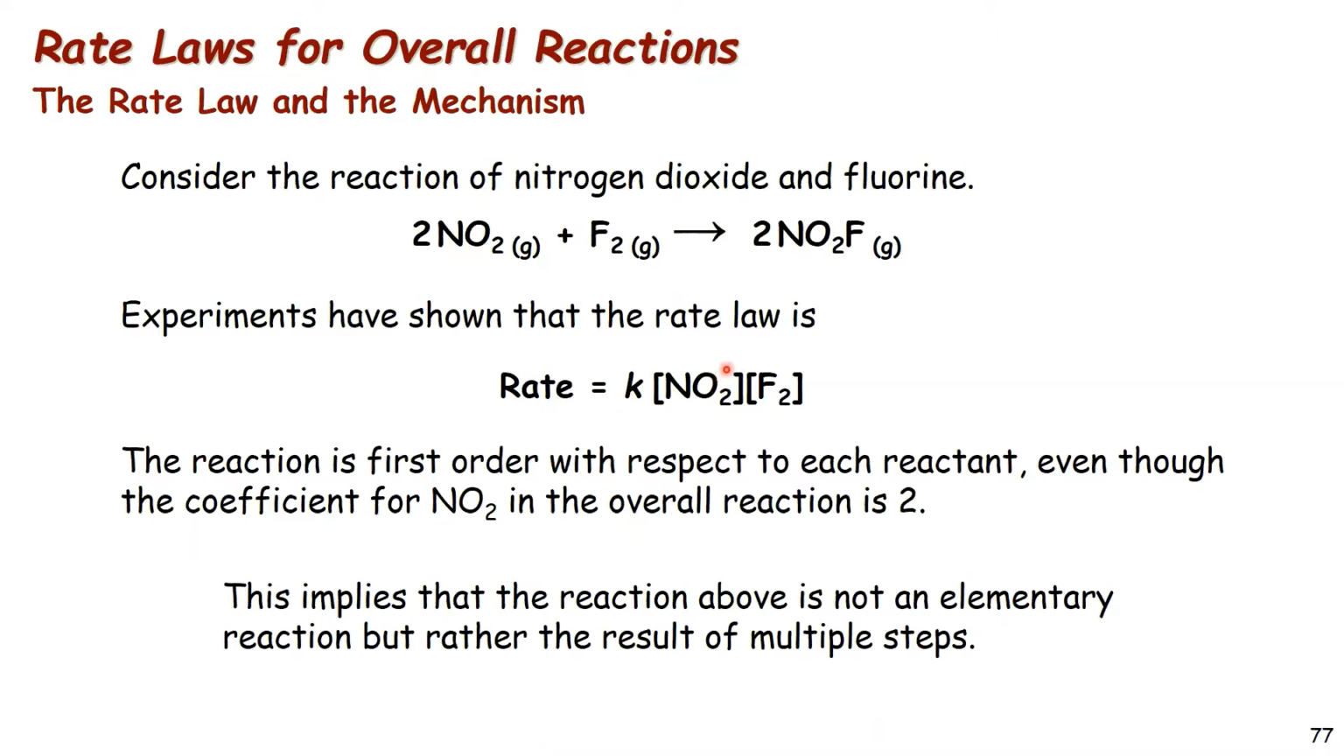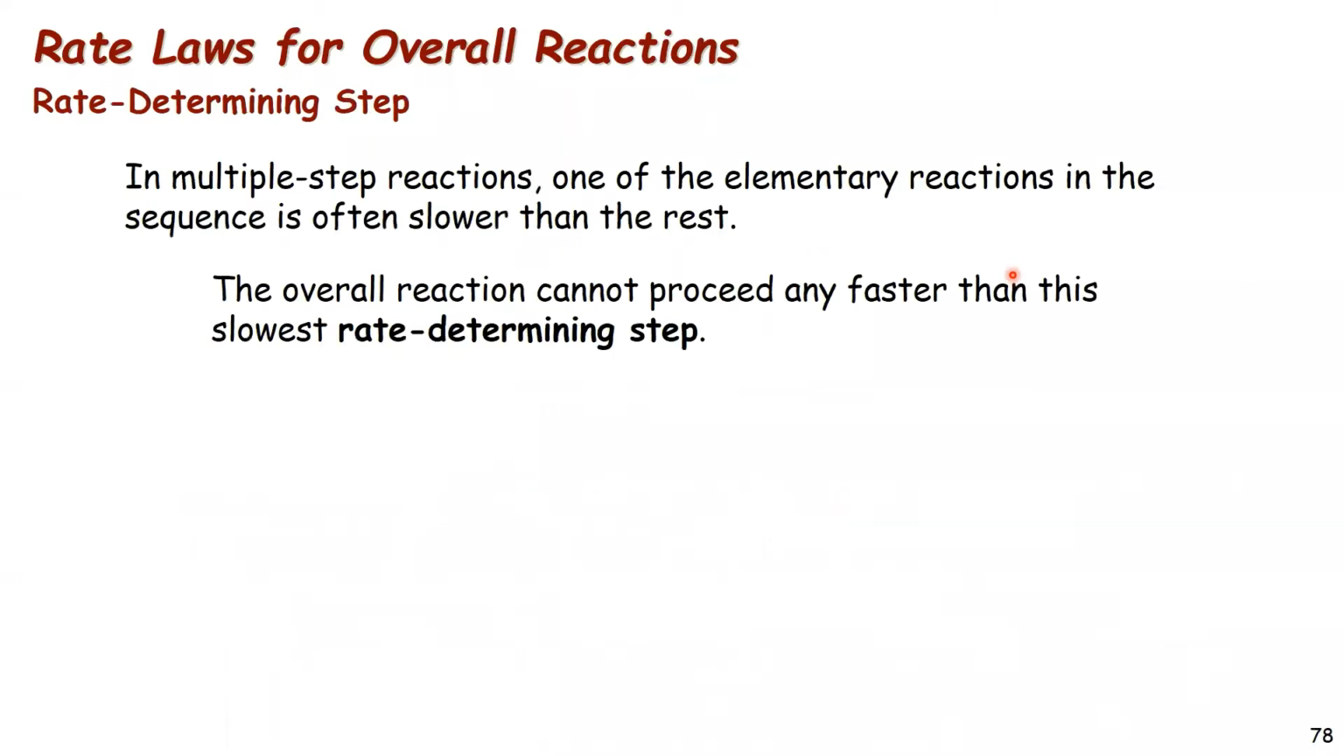And again, even if this was a 2, that does not prove that this was an elementary step. You would have to prove it experimentally. Okay, so when we have these multi-step reactions, some of these reactions go faster than others, right? So the rate of the overall reaction can only be as fast as the slowest step in the mechanism, in the pathway.